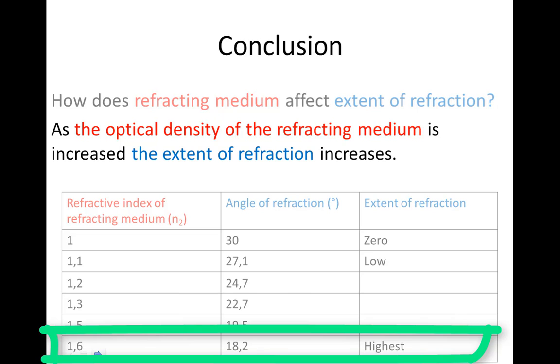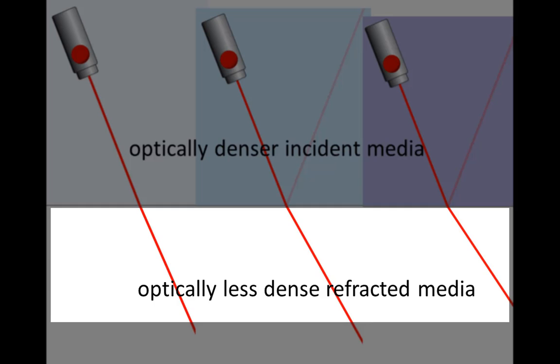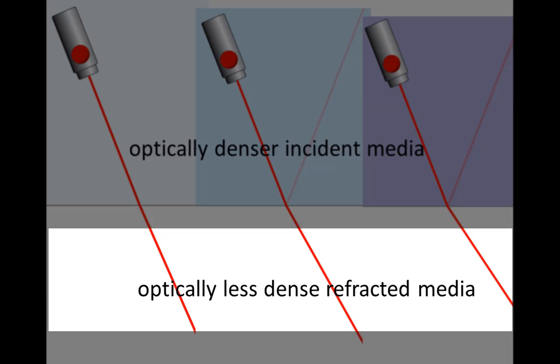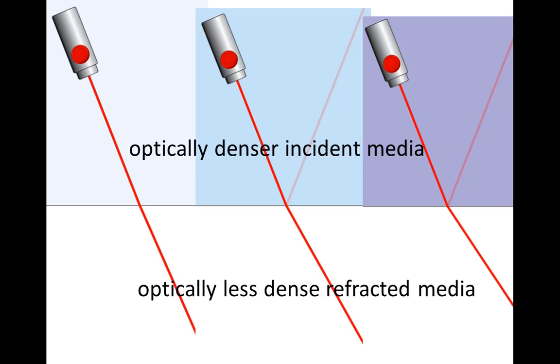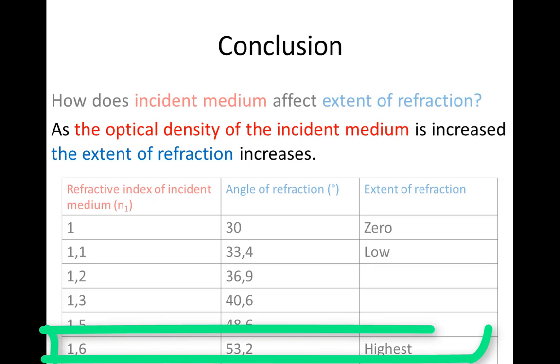the greater the bending. And then we investigated what happens when you control the density of the receiving medium, but you change the density of the incident medium. Now light moves from an optically denser to an optically less dense medium, and we change how dense that incident medium is. And we see how that affects the extent of refraction. In all such cases, the light is refracted away from the normal as it moves from the optically denser to the optically less dense medium. And we saw that as we increase the optical density of that incident medium, that causes a greater degree of bending, a greater extent of refraction.